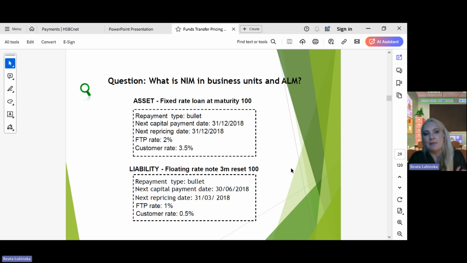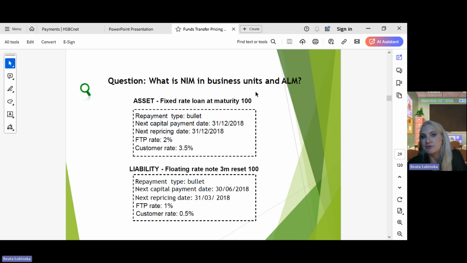Okay, let's analyze example number 3, which is quite an interesting one, because I'm also going to show you the split between the P&Ls under the central unit. And this is the main topic in this exercise, to allocate it correctly to the corresponding business unit. So we have an asset, which is a fixed rate loan, fixed rate obviously, with a maturity of December 31st, 2018.